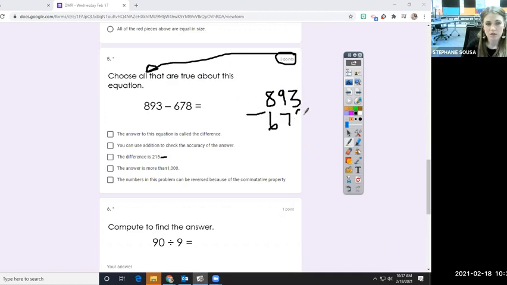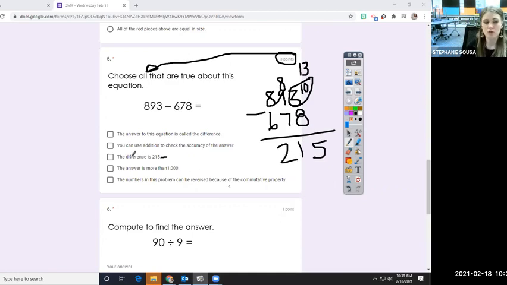So 893 subtract 678. 3 subtract 8 is impossible, so I have to regroup. I'm going to add 10 because I borrowed a 10 from here. 3 and 10 is 13. 13 ones, subtract 8 ones: 13, 12, 11, 10, 9, 8, 7, 6, 5. 8 tens subtract 7 tens is 1 ten. 800 subtract 600 is 200. So my answer is 215. So yes, the difference is 215. That's one of my 3 answers.